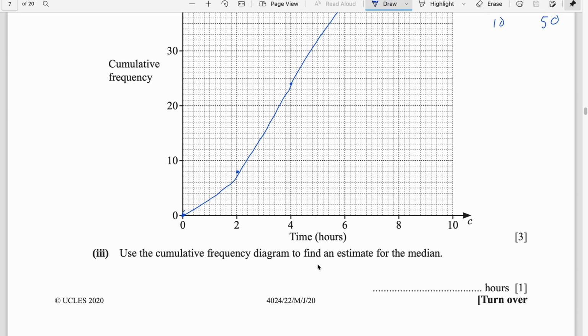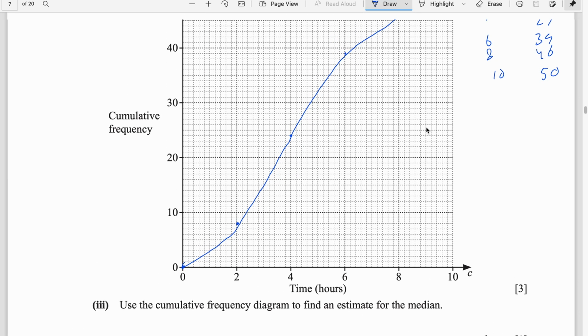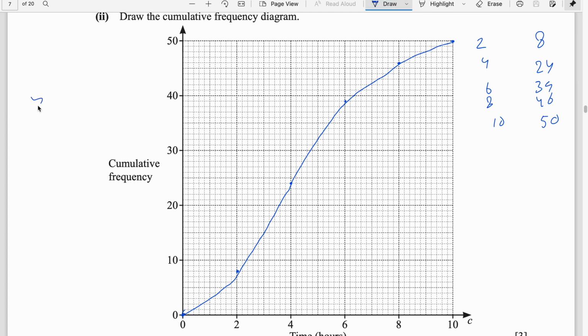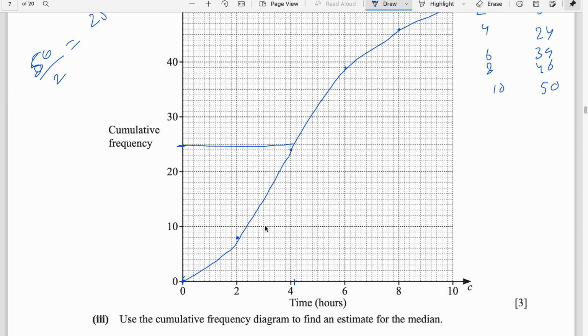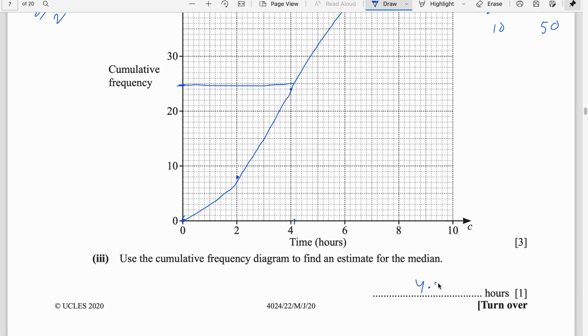Use the cumulative frequency diagram to find the estimate for the median. Now these are total 50 on the y-axis. So 50 divided by 2, you get 25. So at 25, place your scale horizontal and read this. This lies exactly between these 2 points. On my graph, you have to read from yours. So this equals 4.2 hours.